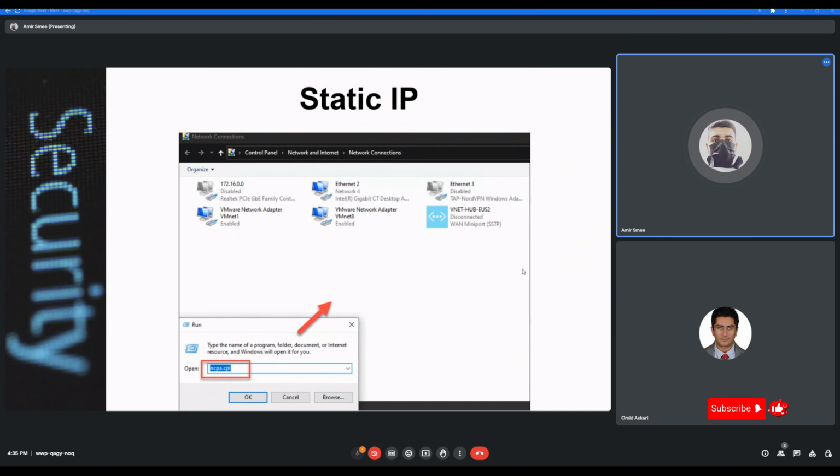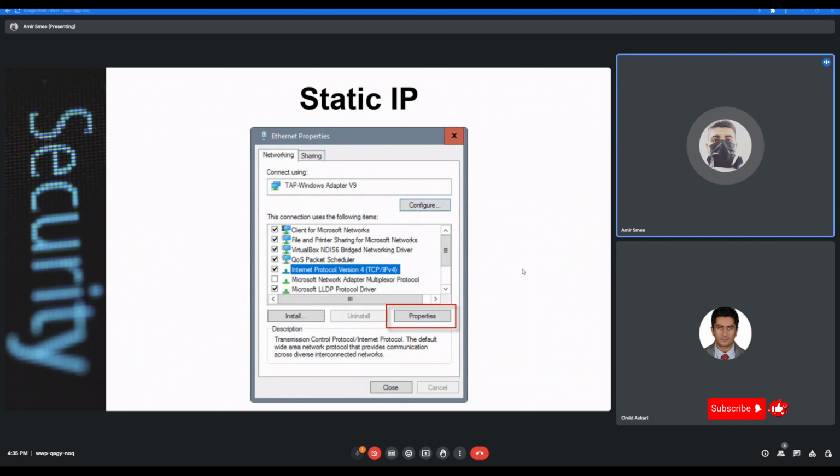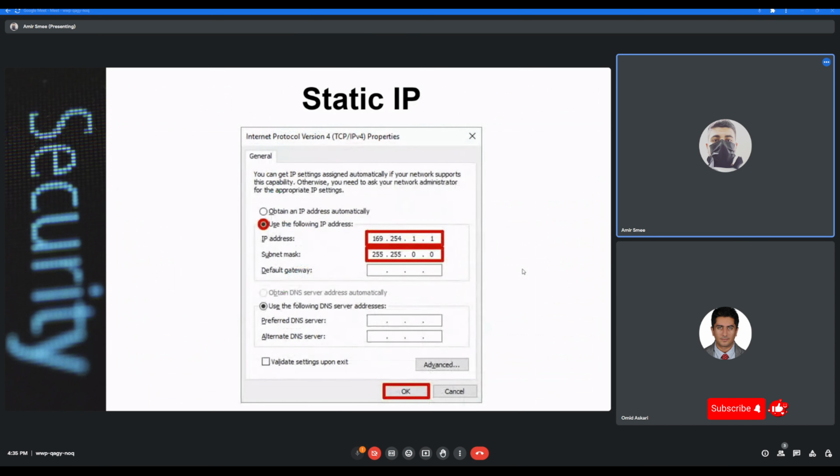To do that, we should type ncpa.cpl in the Run menu. Right-click on the desired network interface card and click Properties. In the open window, I should click on IP version 4 and then click on Properties. And in the open window, click on Use the following IP address. Then I can write my IP address and subnet mask.